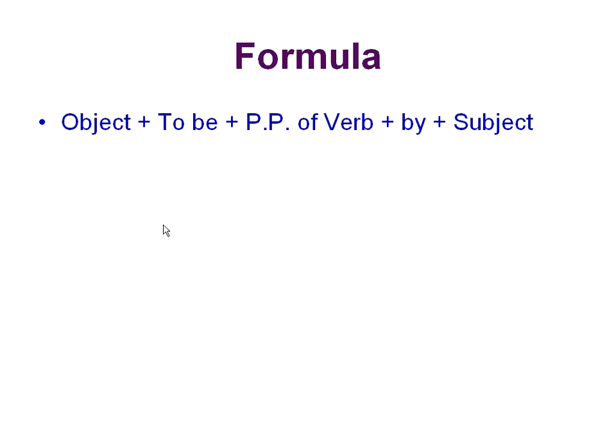Now students, I want to give here one simple formula for changing the active into passive voice. And the formula is here: object plus to be plus PP, means past participle of the verb, plus by plus subject. I would like to explain this formula in one example.